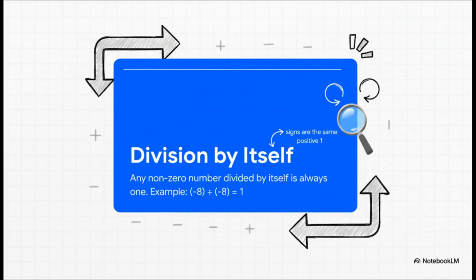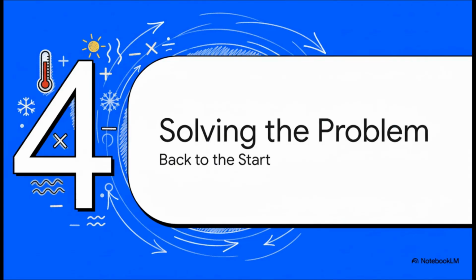And for our last tip, any number divided by itself always equals 1. And hey, notice how our big rule still works perfectly here? In the example, -8 divided by -8, the signs are the same, so the answer has to be a positive 1. See? It all connects.